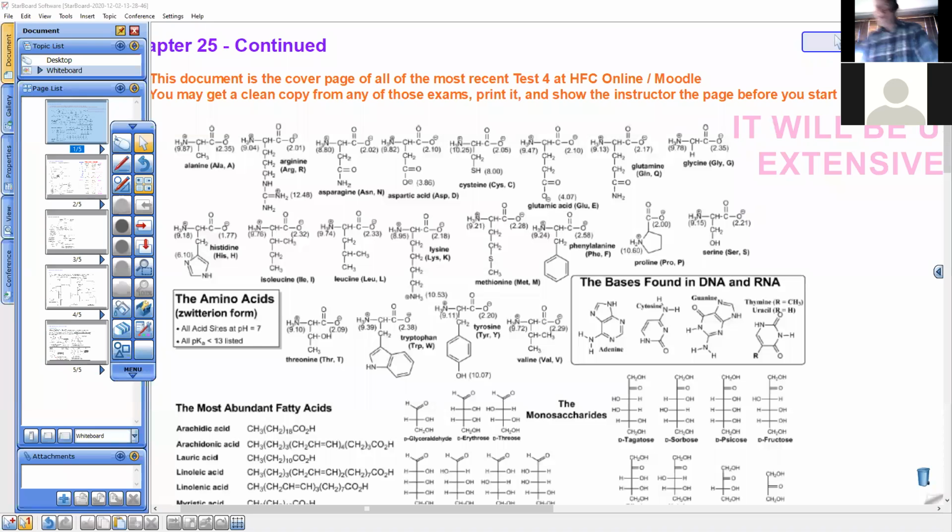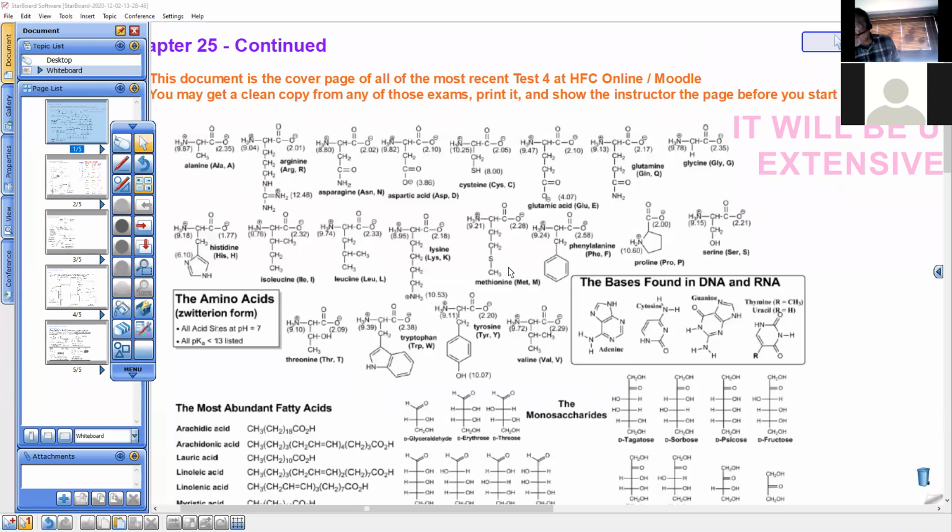And we're going to continue with our exploration of carbohydrates right now. So what we have over here is the cover page of test 4 for almost all of the most recent exams.